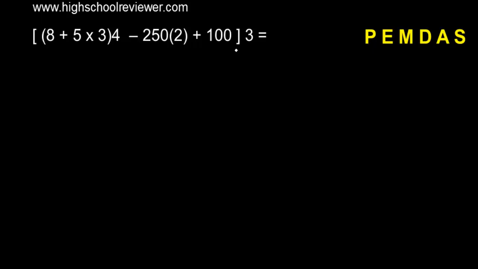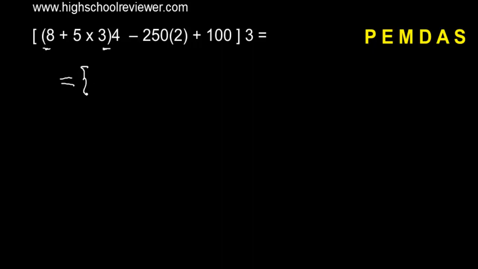Now, if there are two parentheses or more, always perform the innermost first. On our given problem, we need to perform first those that are inside this parenthesis. And since the operations inside this parenthesis are addition and multiplication, we will first perform multiplication based on the PEMDAS rule.